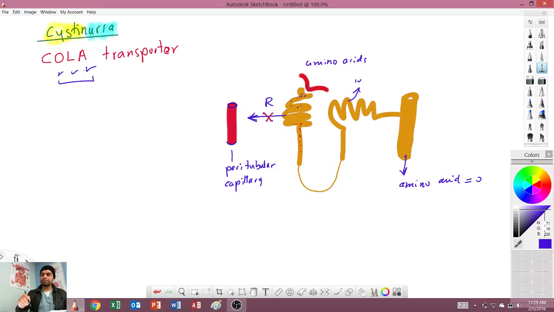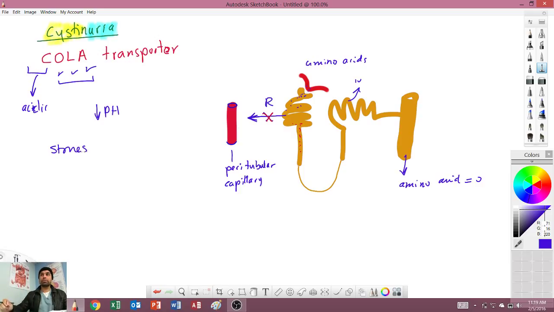Okay, so these are basic amino acids. When you decrease the pH of urine, what happens to basic amino acids? They dissolve better. But cysteine is acidic. Not naturally, but it could be acidic. Therefore, if the pH of urine decreases, cysteine will precipitate and form stones.